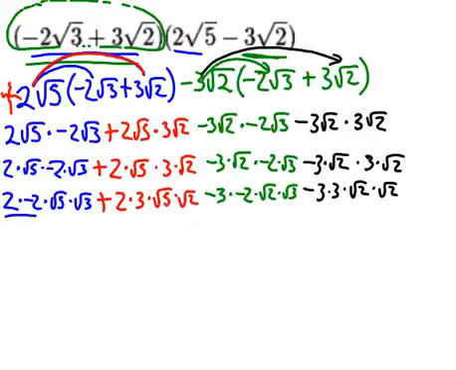So positive 2 times negative 2 is negative 4 times, let's see, this would be the square root of 15, because the square root of 5 times the square root of 3 is the square root of 15. Okay, here we go. 2 times 3 is 6, and the square root of 5 times the square root of 2 is the square root of 10. Going on to the green.